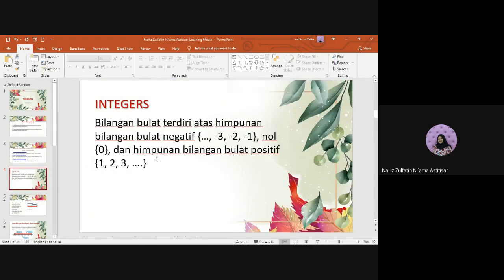Now about integers. Integers consist of the set of negative integers -3, -2, -1, then 0, and the set of positive integers 1, 2, 3, 4, 5, and so on. So, bilangan bulat terdiri atas himpunan bilangan bulat negatif, yaitu -1, -2, -3, -4, dan seterusnya. Dan selanjutnya yaitu 0, dan himpunan bilangan bulat positif 1, 2, 3, 4, 5, dan seterusnya.